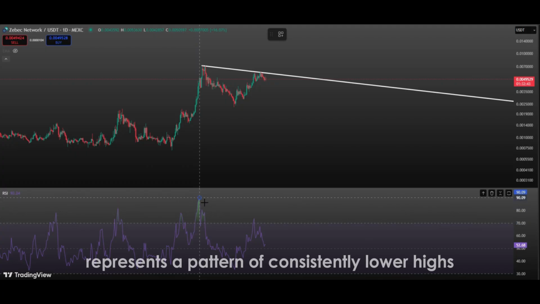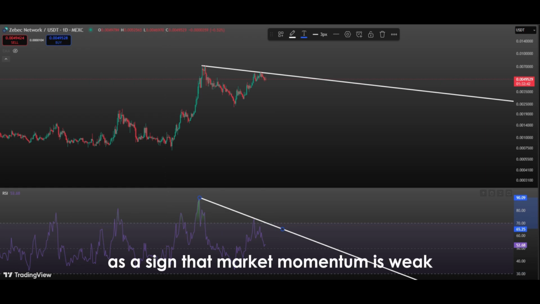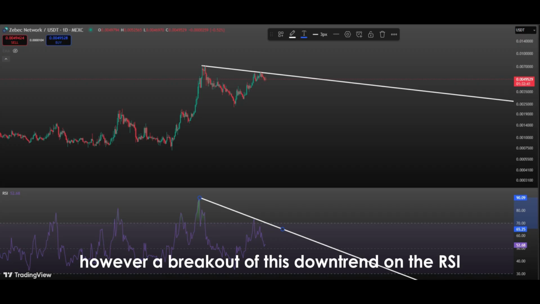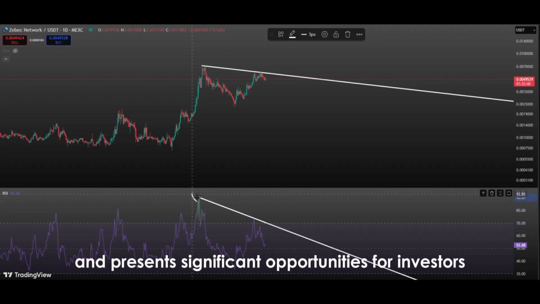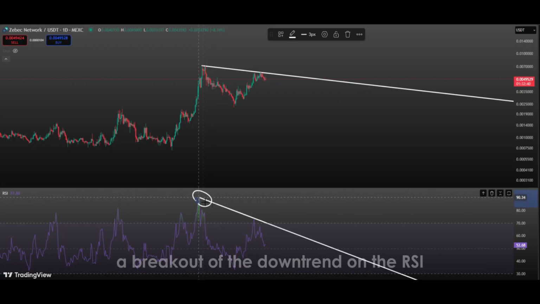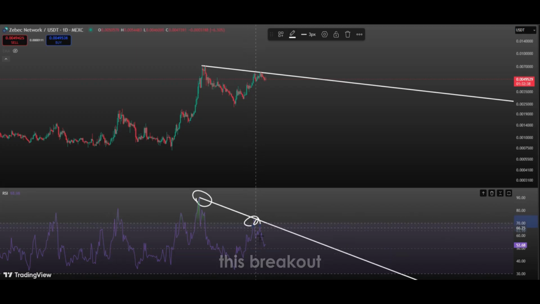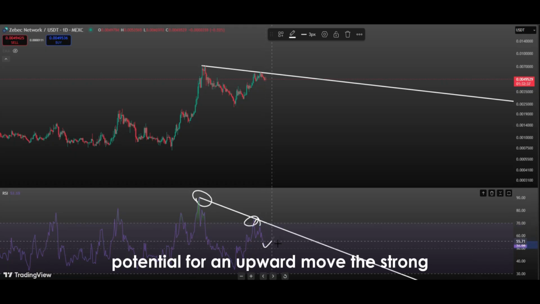This downtrend represents a pattern of consistently lower highs and lower lows on the RSI, and is interpreted as a sign that market momentum is weak. However, a breakout of this downtrend on the RSI is a critical signal for the market and presents significant opportunities for investors. A breakout of the downtrend on the RSI technically indicates that momentum is gaining upward strength again. This breakout signals that price movements may have a stronger potential for an upward move.